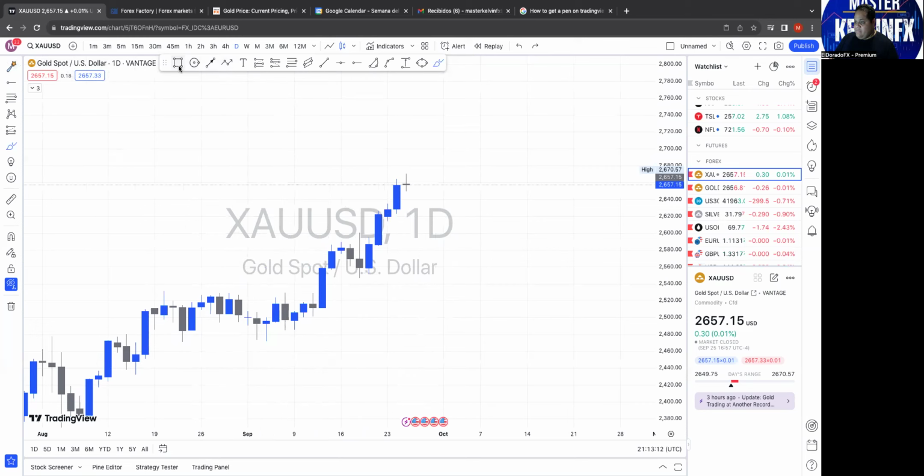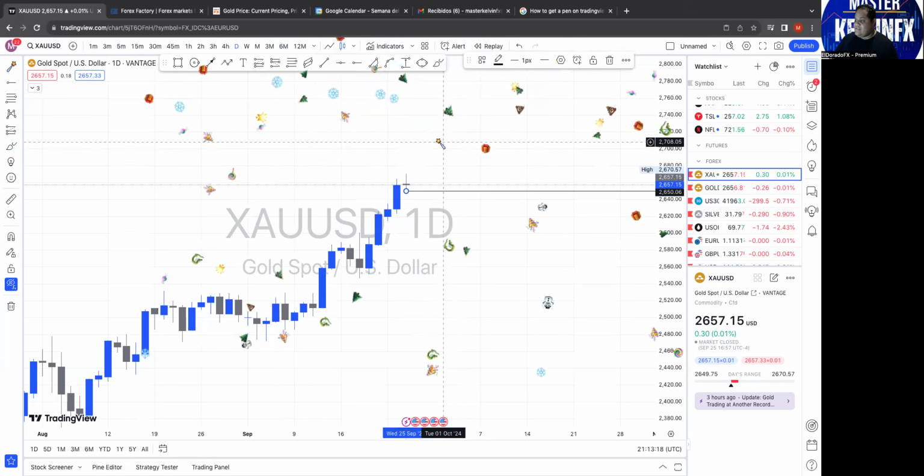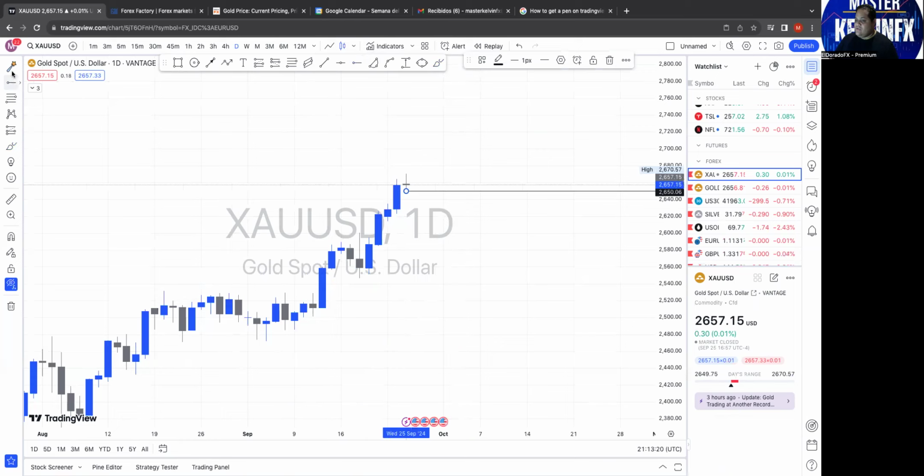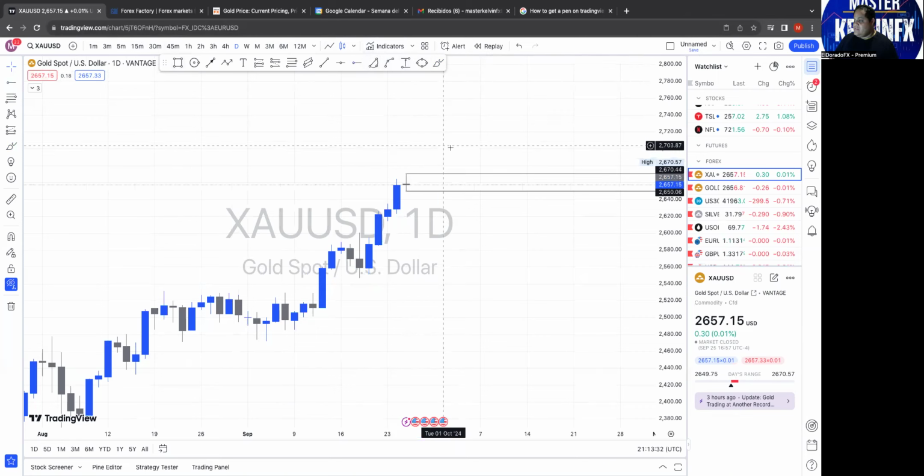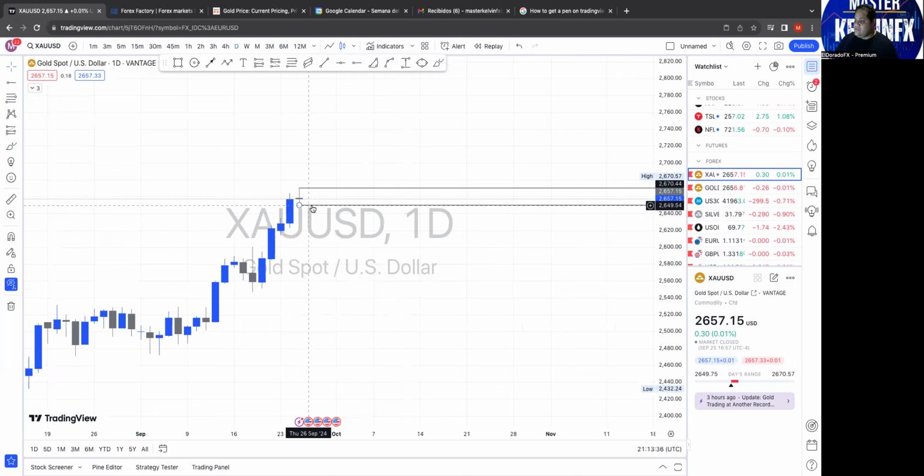So for me, this is today's price. As you can see, it's not really moving. Sorry, I just activated a tool that was creating like magic or something. So this is the price, guys, where it's located right now. This is today's floor.